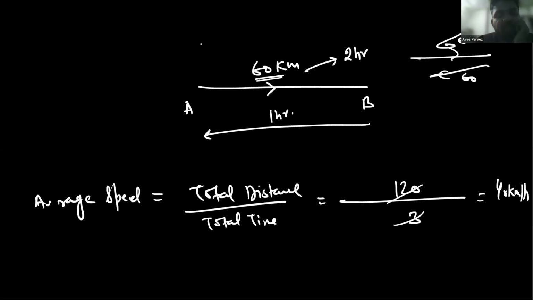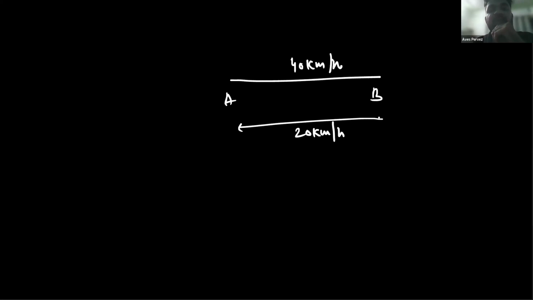The next one is, suppose instead of distance, it is given that an object travels from point A to point B with a speed of 40 kilometers per hour, and then he comes back with a speed of 20 kilometers per hour. Now the speed is given to us, not the distance. Then he will ask you what is the average speed?